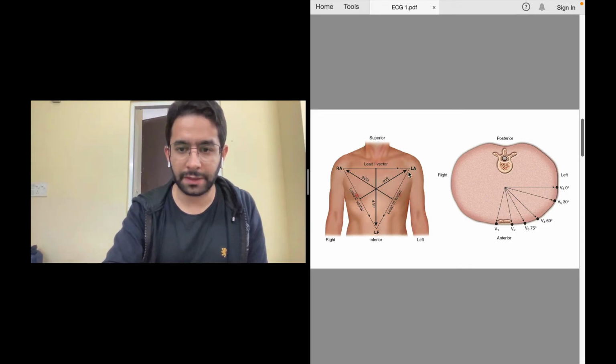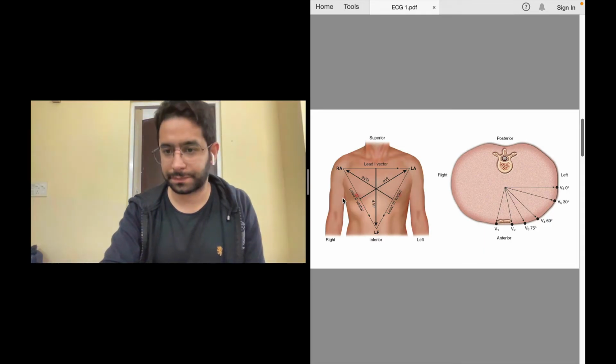And lead 3 vector is directed from the left arm to the left foot simply because left foot is connected to the positive terminal. Okay, and this triangle, by the way, is known as Einthoven triangle.